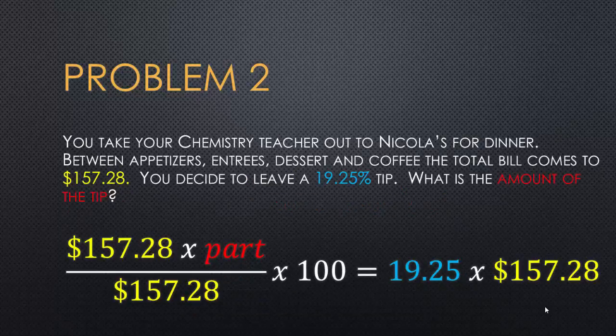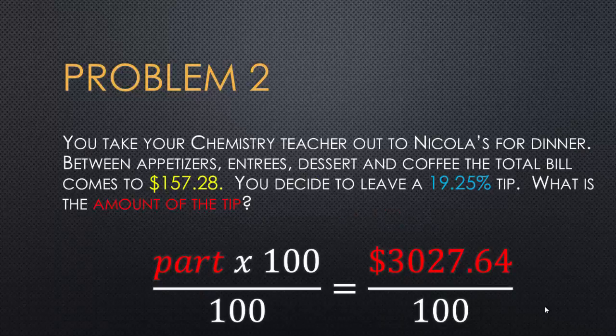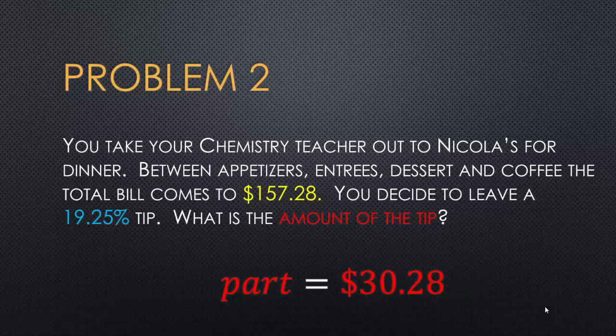So you're going to multiply both sides by $157.28, so it cancels on the left, and you're left with the part times 100 equals $3,027.64. Divide both sides by 100, so the part is totally by itself. It's isolated. And you get the part equals $30.2764, but we know we only go to two places. So when you round it, the part is $30.28. That's the amount of the tip.